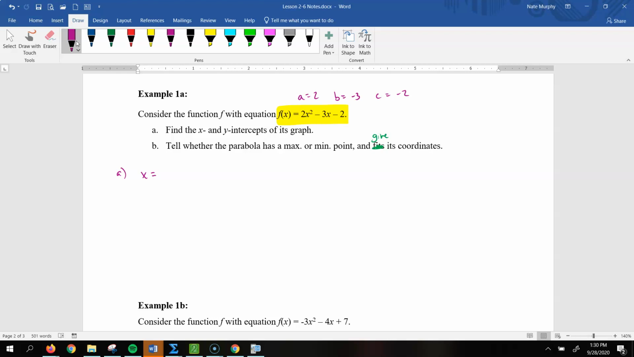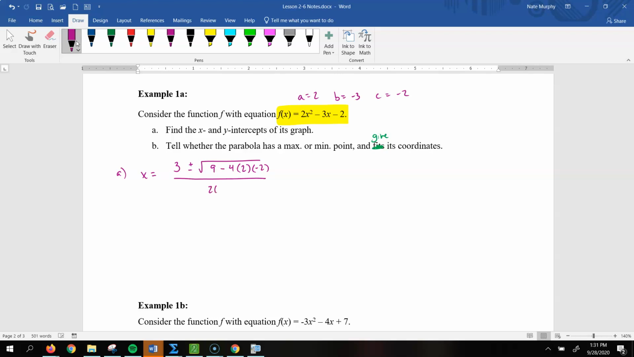Again, b right now is negative 3, so the opposite of b would be positive 3, plus or minus the square root, and this is what I was talking about earlier. We don't want to write down negative 3 squared, because if we type that into our calculator wrong, we'll mess it up. Negative 3 squared would be a positive 9. So we write down 9 minus 4 times my a value, which is 2, times my c value, which is negative 2. And it's all of that over 2a.